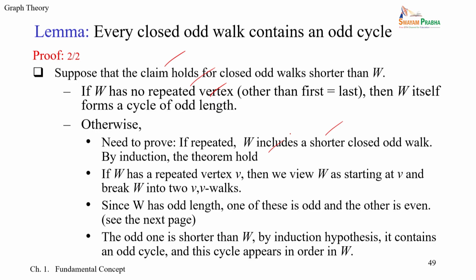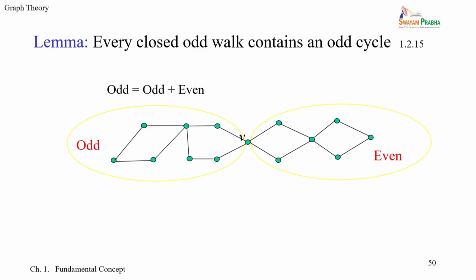If W has a repeated vertex V, then we view W as starting at V and break W into two V,V walks. Since W has odd length, one of these is odd and the other is even. So, the odd one is shorter than W. By the induction hypothesis, it contains an odd cycle, and these cycles appear in order in W. So, every closed odd walk contains an odd cycle. This is an example of odd equals odd plus even. So, this is the meaning of how to show every closed odd walk contains an odd cycle.